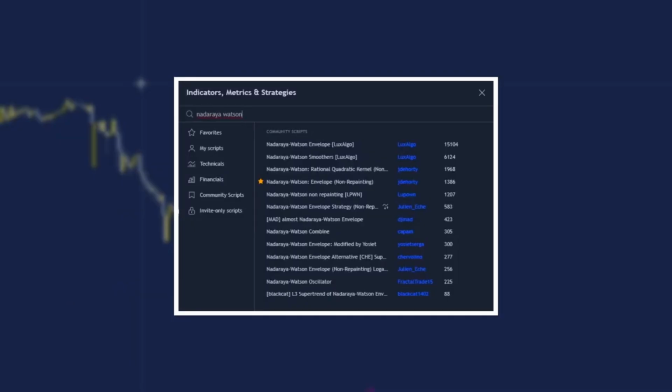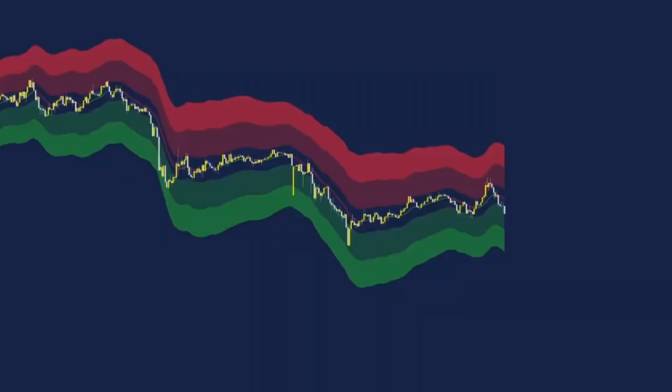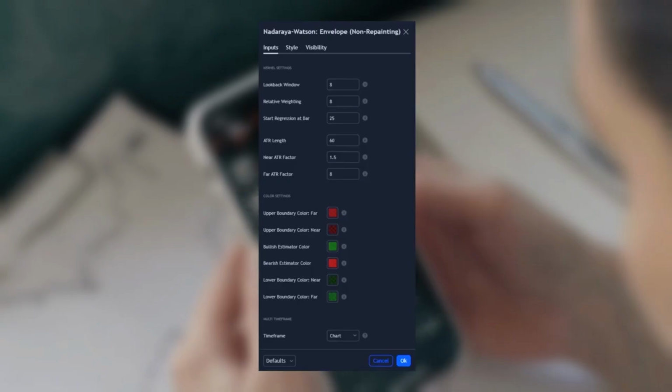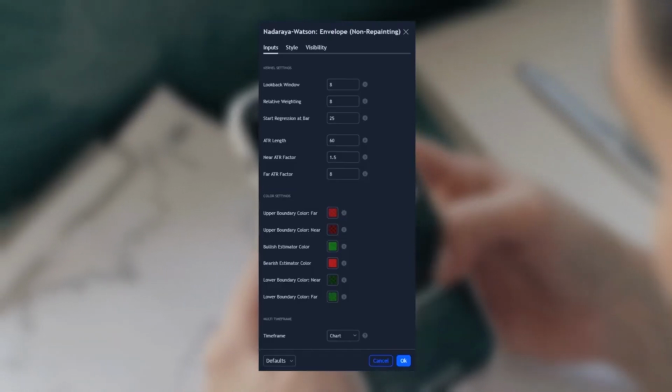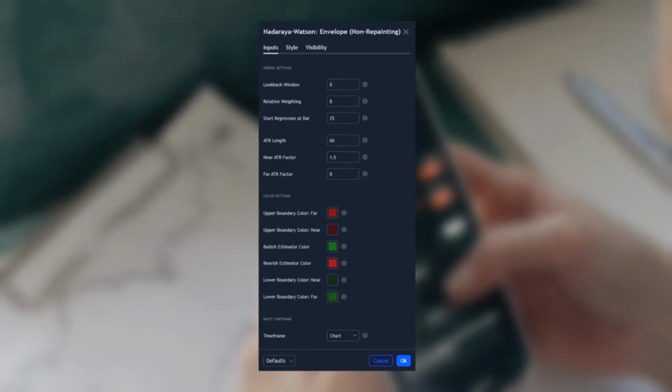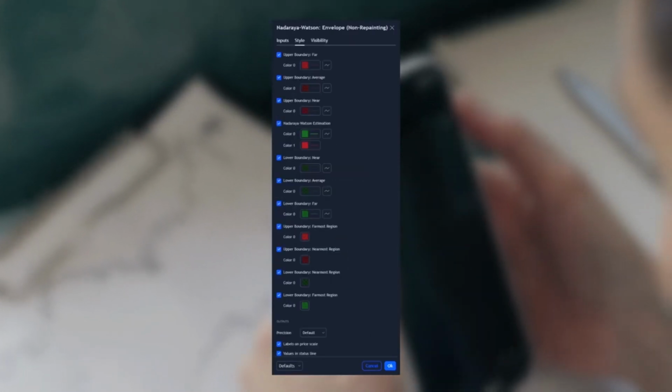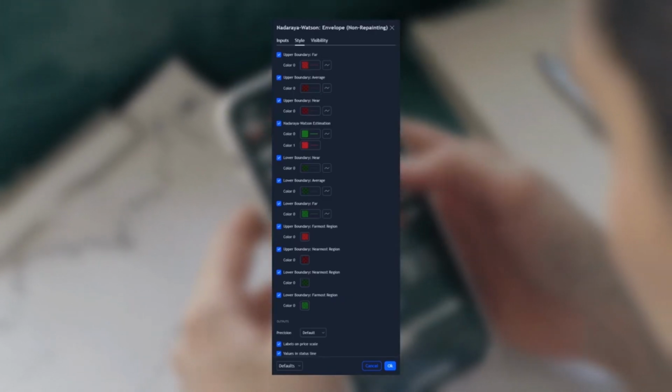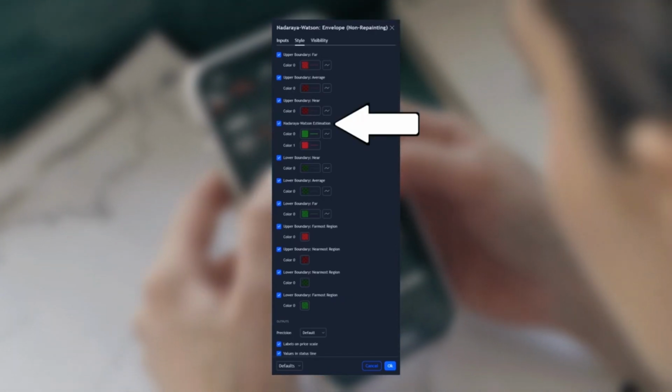Type in Nadaraya Watson, and it is the Nadaraya Watson envelope non-repainting by JDE Haughty. Now, when you add it to your chart, it should look like this, but we're going to change it a little bit. So we're going to click on the settings, leave all of the inputs the same, and then go to style. And we're going to untick all of these boxes, and we're only going to leave the Nadaraya Watson estimation.